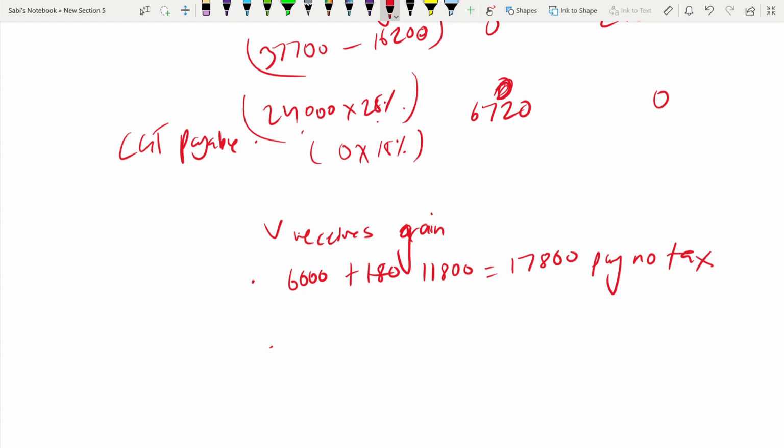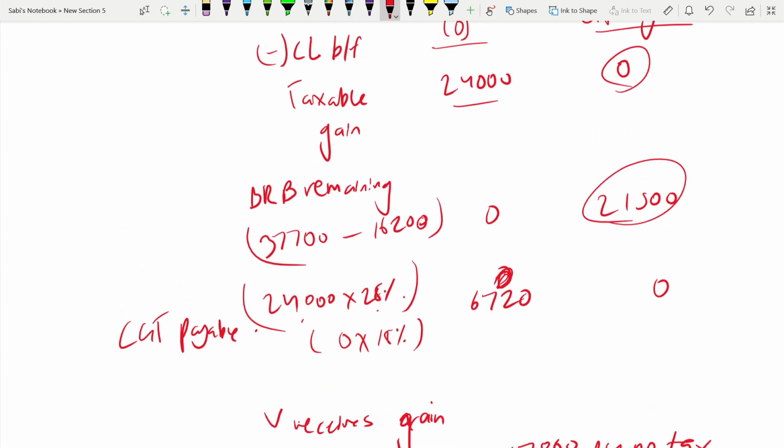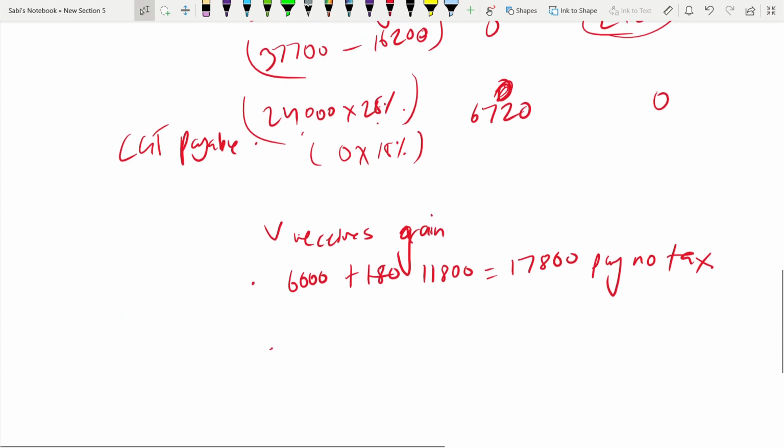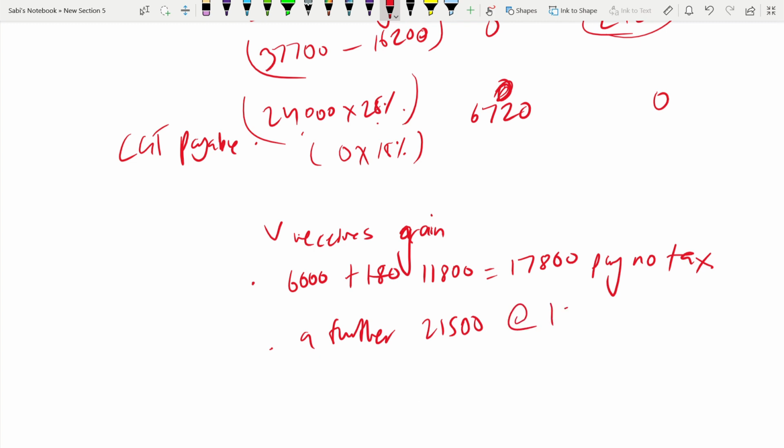Also, what is the basic rate band? 21,500. A further 21,500 at 18% will be charged at 18%.